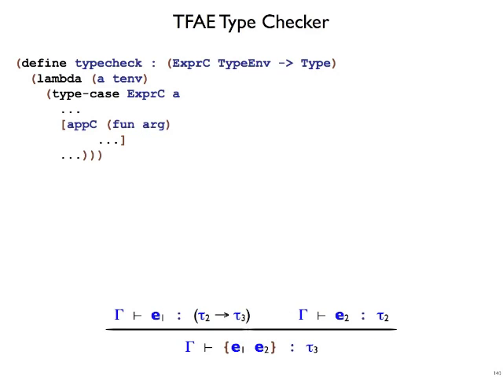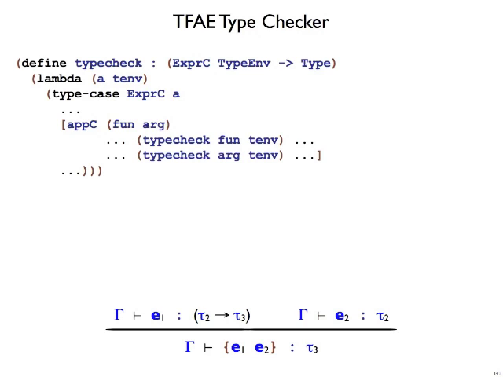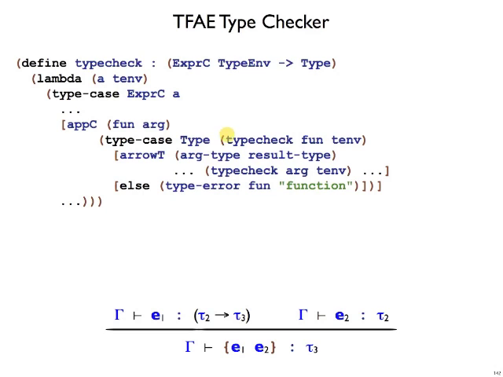Finally, we have applications, where we have two sub-expressions, so we type check both of them, as the rule says, passing along just the existing gamma as we had it. And now what we have to do, according to this rule, is make sure that the type of the first sub-expression is an arrow type. So we do a type case there. And we should get an arrow t with an arg type and a result. Otherwise we complain that it wasn't a function type.